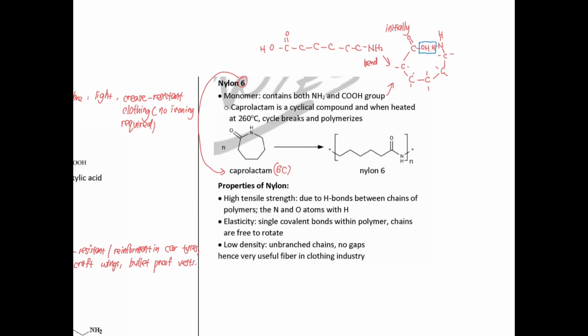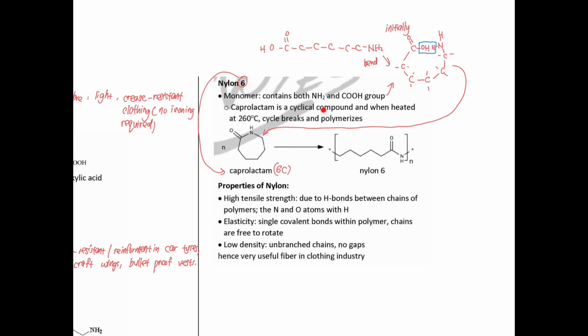and then, of course, they form the structure. So they form these structures. So that's why the monomer contains both NH2 and COOH group. It's like this and like that, and then they react and form the monomer, which is called caprolactam. Okay, so let's move on.